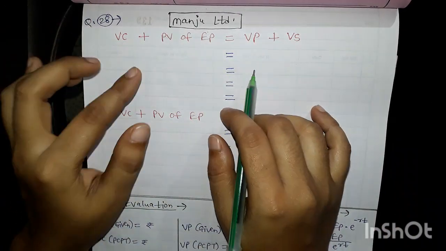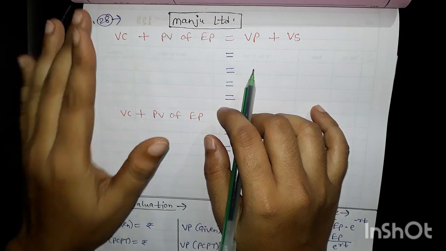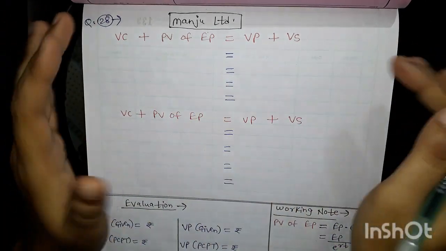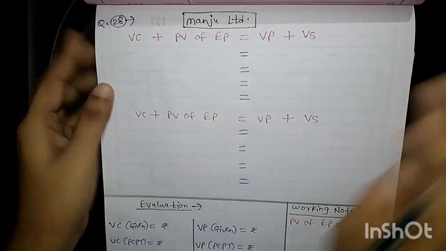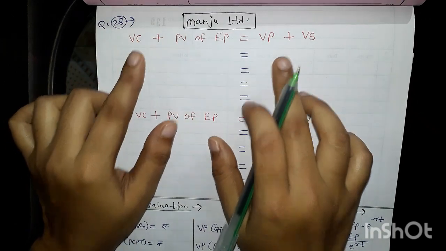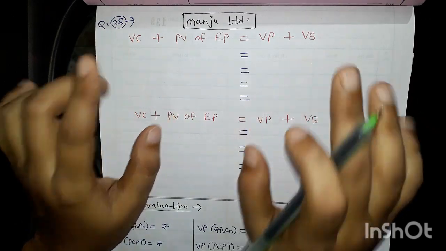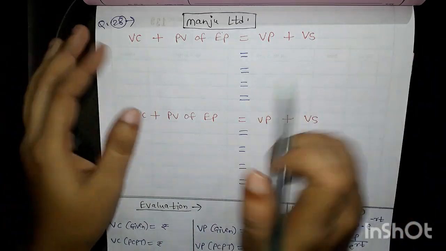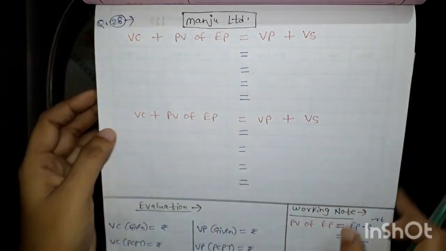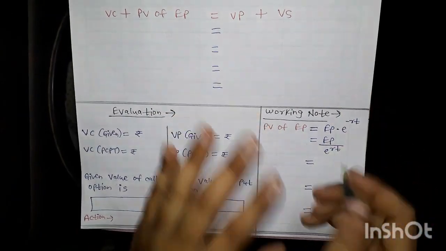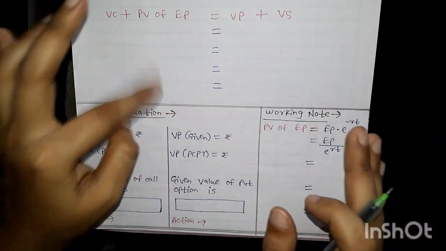The value of a call is already given in the question, but we will assume that it is not given and we are going to calculate it. We will assume that we don't have any value of a call. We are going to find it out by put call parity theorem. After calculating you will understand what we are doing. After that, present value of exercise price. We should calculate it first in a working note, that would be the same for both the formulas.